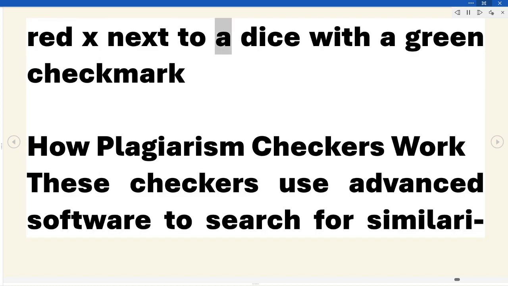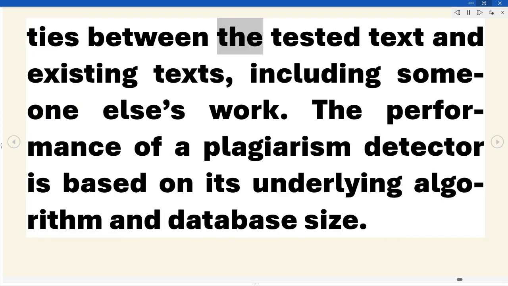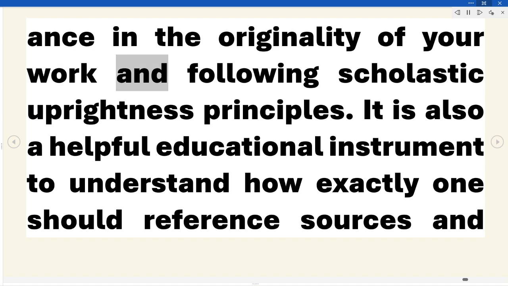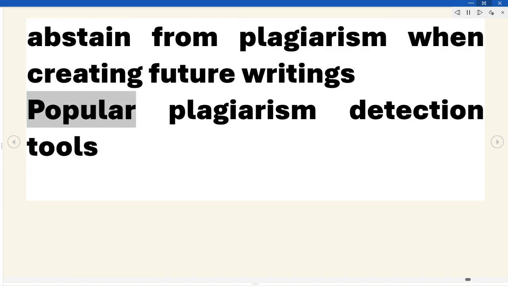A dice with a red X next to a dice with a green checkmark. How plagiarism checkers work. These checkers use advanced software to search for similarities between the tested text and existing texts, including someone else's work. The performance of a plagiarism detector is based on its underlying algorithm and database size. Benefits of using plagiarism checkers. The usage of plagiarism detectors can offer various advantages, including more assurance in the originality of your work and following scholastic uprightness principles. It is also a helpful educational instrument to understand how exactly one should reference sources and abstain from plagiarism when creating future writings.